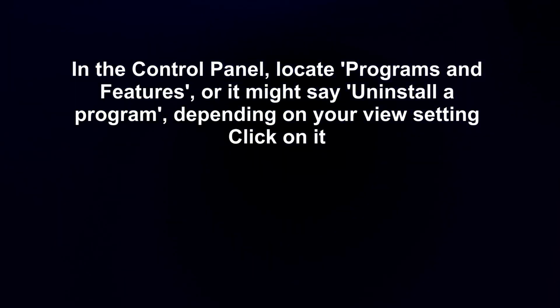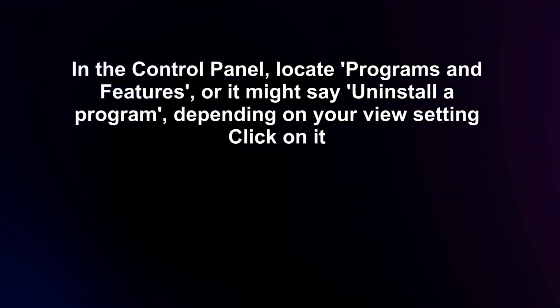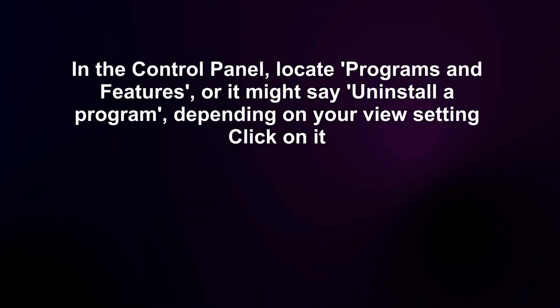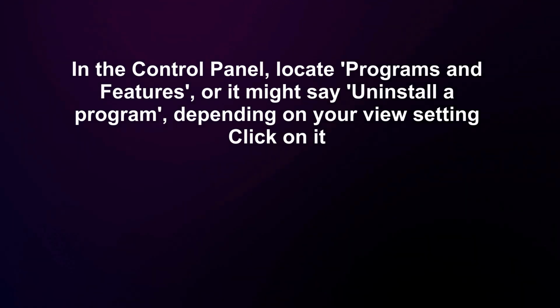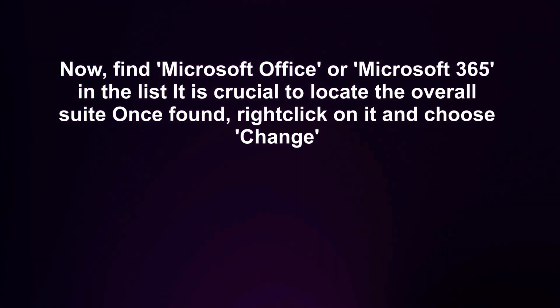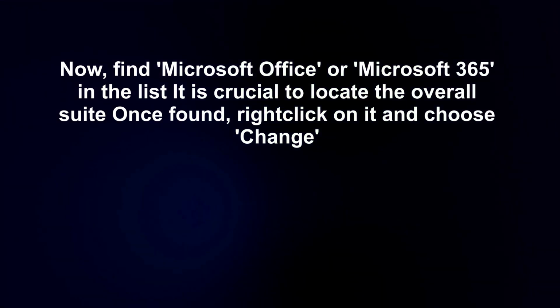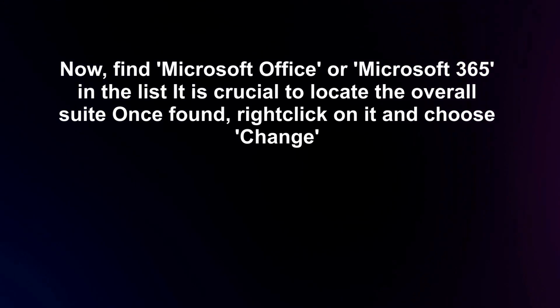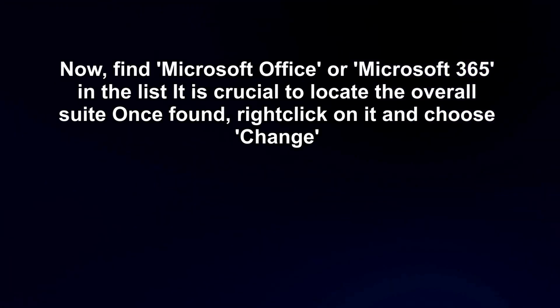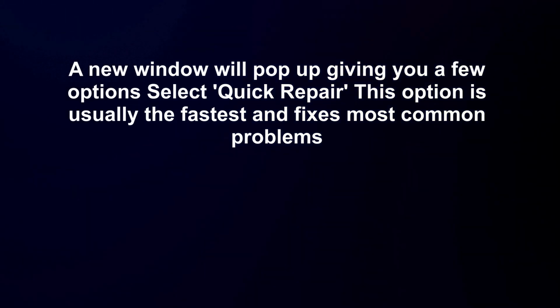In the Control Panel, locate Programs and Features, or it might say Uninstall Program, depending on your view setting. Click on it. Now, find Microsoft Office or Microsoft 365 in the list. It is crucial to locate the overall suite. Once found, right-click on it and choose Change. A new window will pop up giving you a few options.